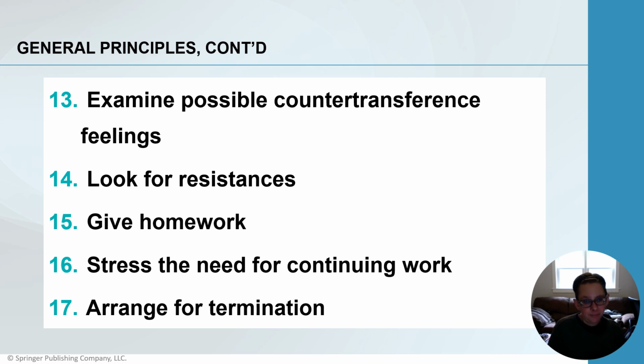And then also examine any of your countertransference onto the patient. You find yourself being irritated, annoyed, late for appointments, not finishing their note, or breaking boundaries by letting them run over in the appointment, letting them run up a bill, things like that. Look for resistance within the therapeutic relationship. A lot of therapy gives homework for them to think about. Stress the need for continuing to work on it. Even if you end the relationship, they need to still work on it. And when you arrange for the end of the relationship, offer how that looks for them and if they can come back.